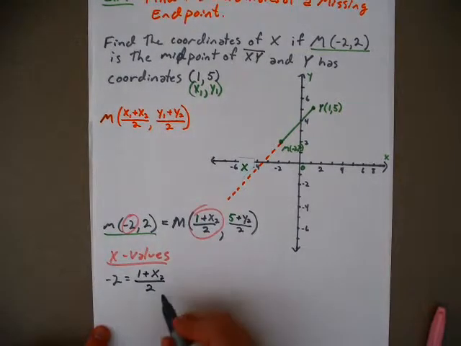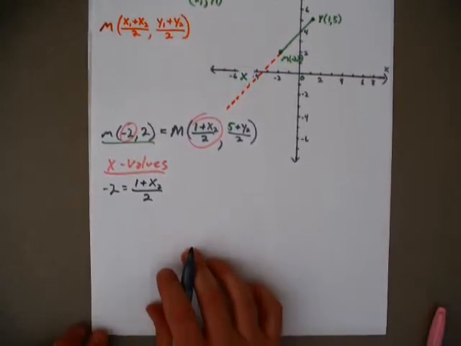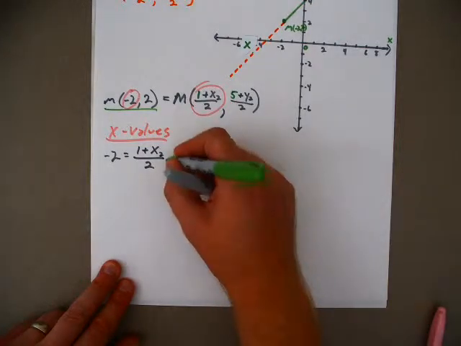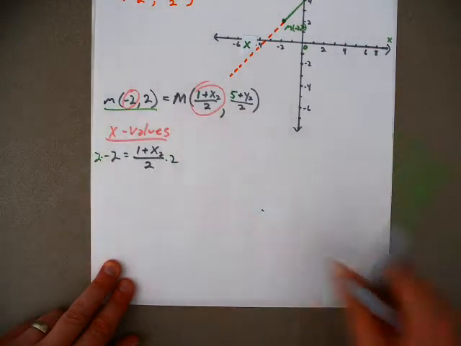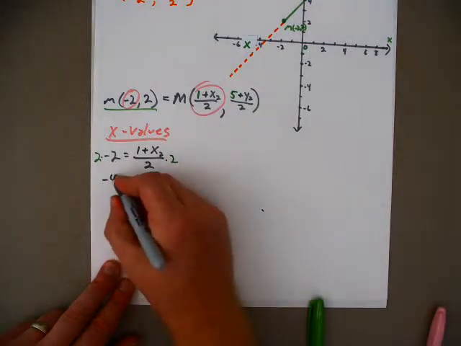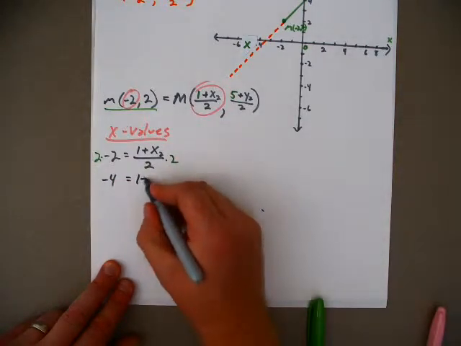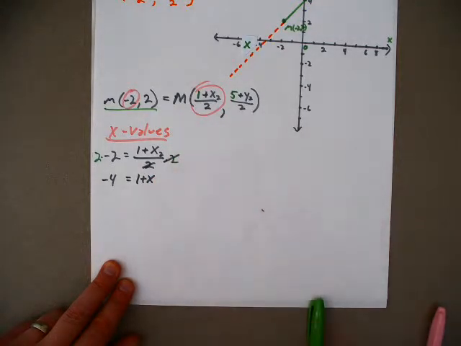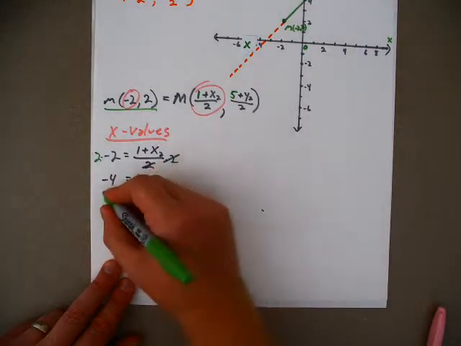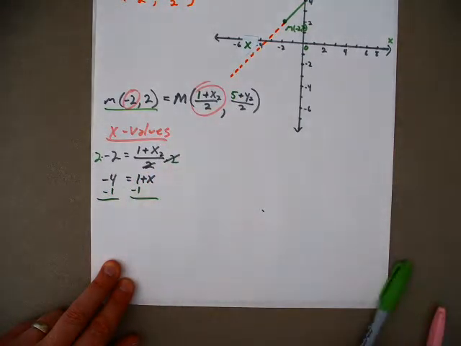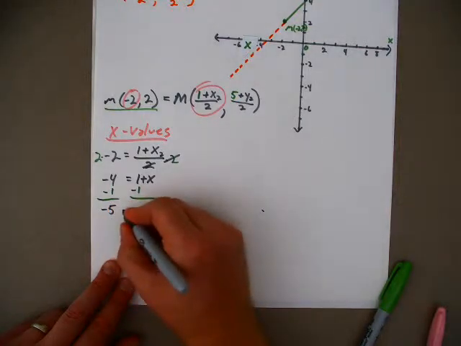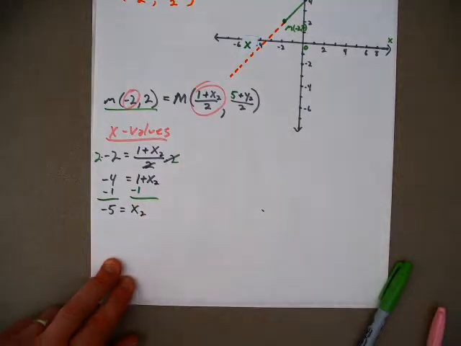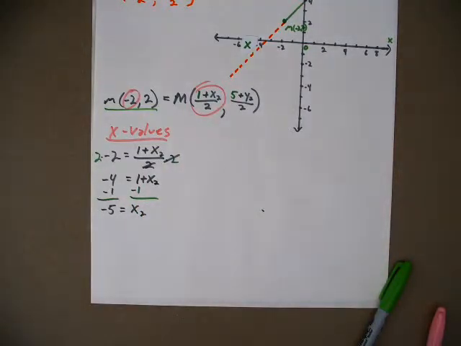Now I'm going to go ahead and make sure you can see this here. Multiply both sides by 2. This is a little algebra for you. So I get negative 4 equals 1 plus x2, because these are going to cancel out. And then I'm going to go ahead and subtract the 1 from both sides. And so I am left with negative 5 equals x2. So we have found our x value.